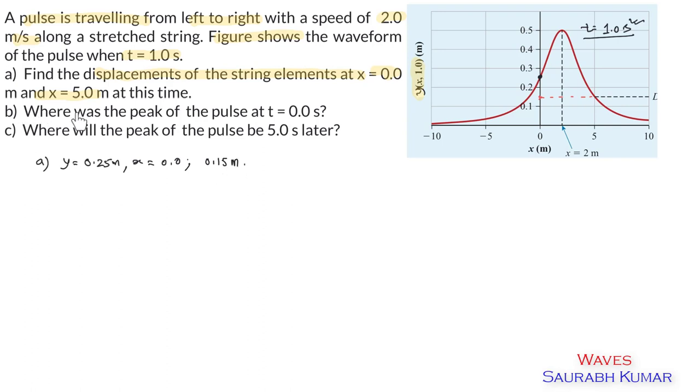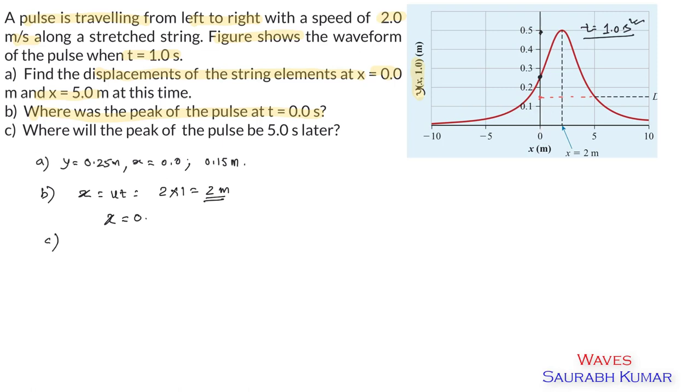Part B, where was the peak of pulse at t equal to 0 second? This is position of peak at t equal to 1 second. So its position is x equal to 2 meter and it is moving with speed 2 meter per second along positive x axis. So in 1 second, how much distance will it travel? As its speed is constant, distance traveled will be u into t. u is 2 meter per second, time is 1, so 2 meter. Now peak is at x equal to 2, so that means peak has traveled 2 meter in 1 second. So at t equal to 0, peak was at x equal to 0.